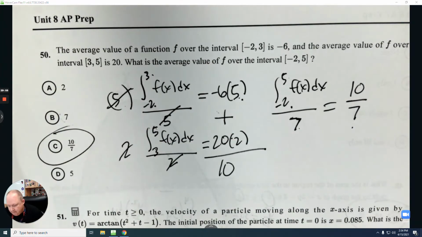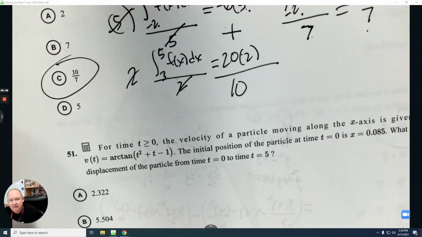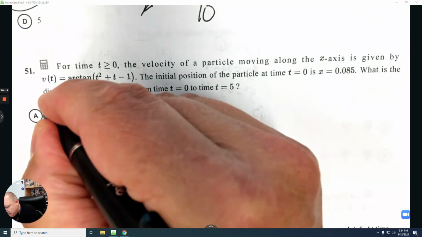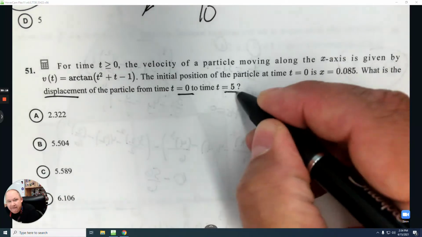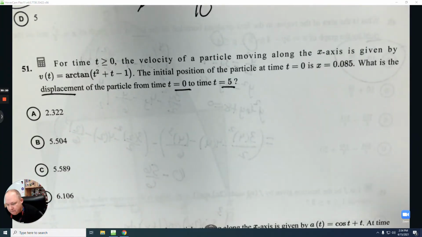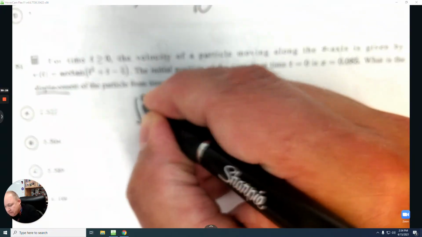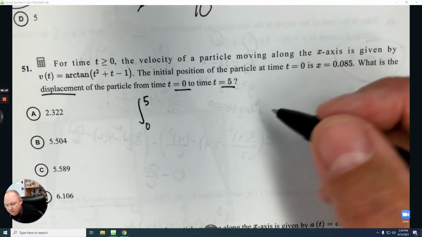Number 51, a calculator question again. For time t greater than or equal to 0, the velocity of the particle moving along the x-axis is given by that velocity. The initial position of the particle at time t equals 0 is 0.085. What is the displacement? Now the word displacement from 0 to 5, there's a lot of unnecessary information. Displacement means you're going to integrate, and we're going to integrate from 0 to 5. And you're just going to integrate the velocity.